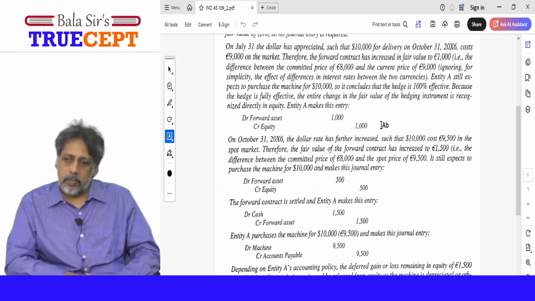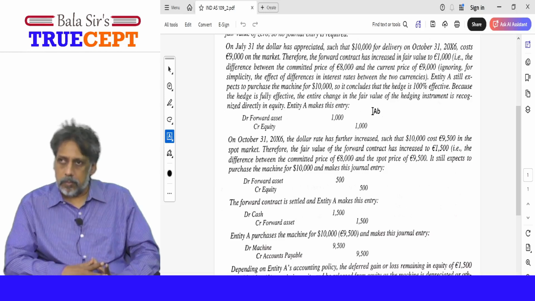Yes, sir. Therefore, the forward contract has increased in fair value by 1,000 euro. That is the difference between the committed price of 8,000 euro and the current price of 9,000 euro. Exactly, ignoring for simplicity the effect of the difference in interest rates between the two currencies. Entity A still expects to purchase the machine for $10,000, so it concludes that the hedge is 100% effective.